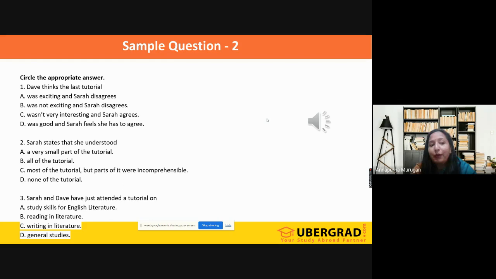So, and she is feeling, okay, I will have to agree with that particular thing. And now, what is Sarah saying? She says that she actually did not understand everything, only in bits something she understood. So she understood only in those bits. Okay, so that means what? A very small part of the tutorial she understood.